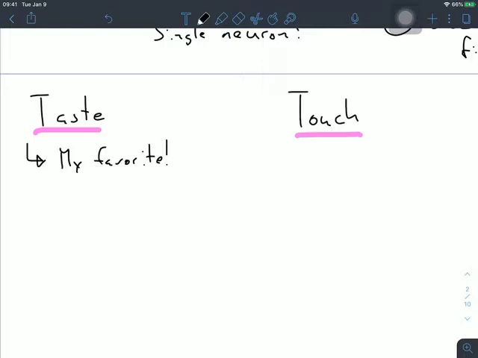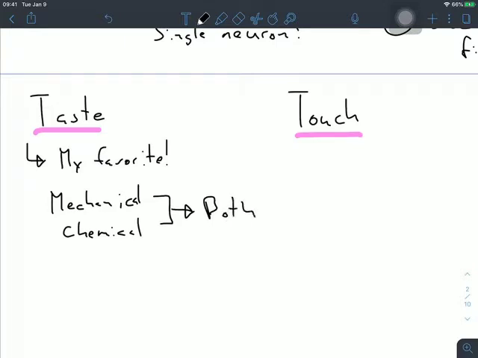Taste is a sense that relies both on mechanical stimulus and chemical stimulus. And we'll talk about how exactly the receptors process this. Taste has 5 different types of receptors, and therefore we have 5 different flavors that we can perceive.